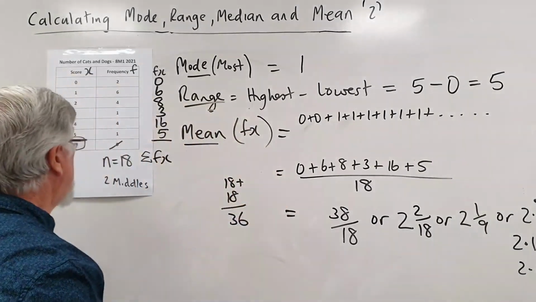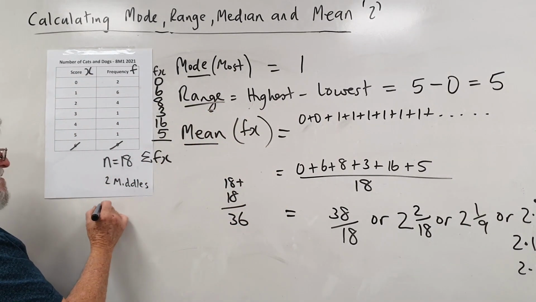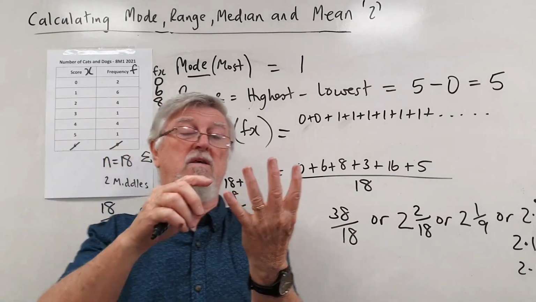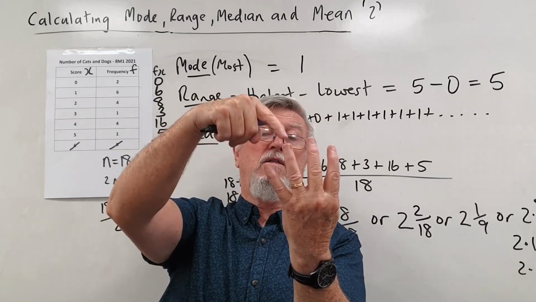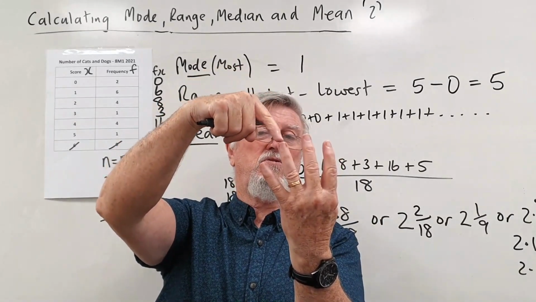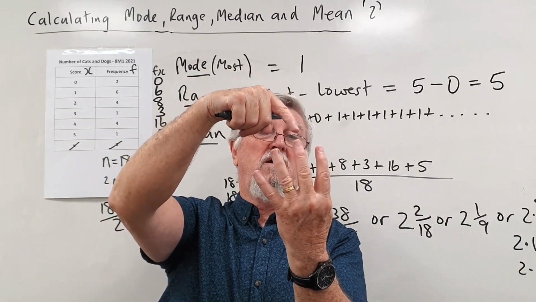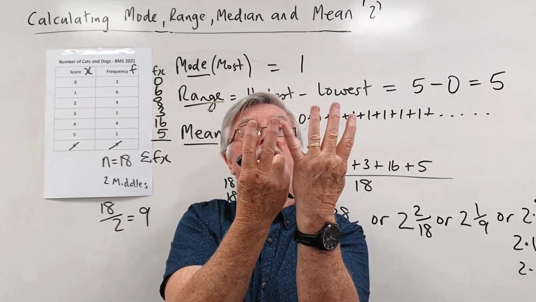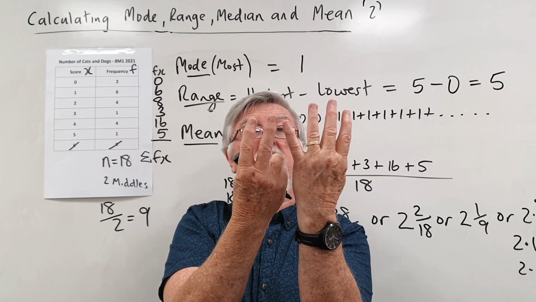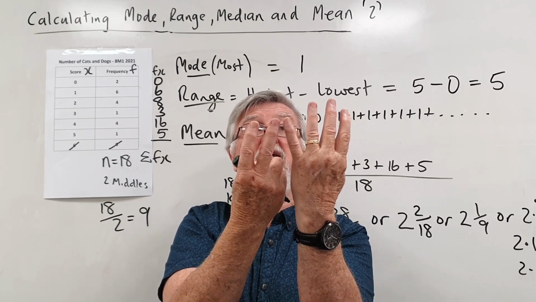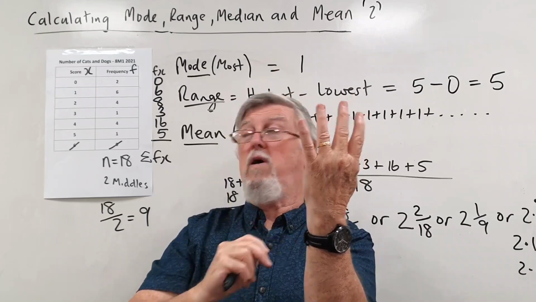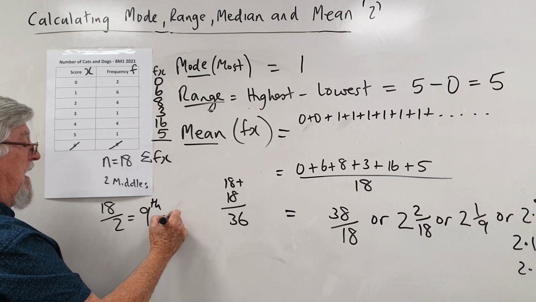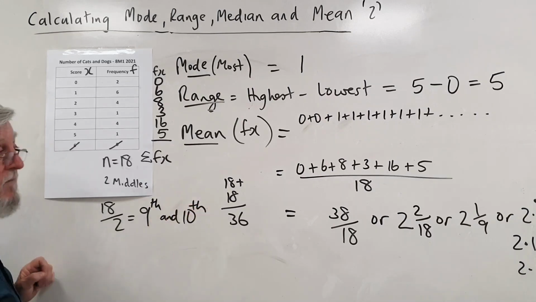So if I go to 18, and I halve 18, 18 divided by 2, I get 9. Interesting part, go back to this one. If I halve the 4, I get 2. There's the second. So it's not just the second, it's the second and the third. If I had 6 scores, there's my 2 middles there. If I halve 6, I get 3. So there's the third one just there. So the third and the fourth one are the middle. So if I go 18 on 2, I get 9. That's the 9th and the 10th scores in the middle.